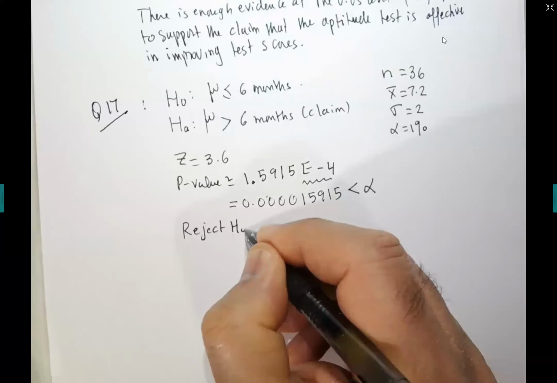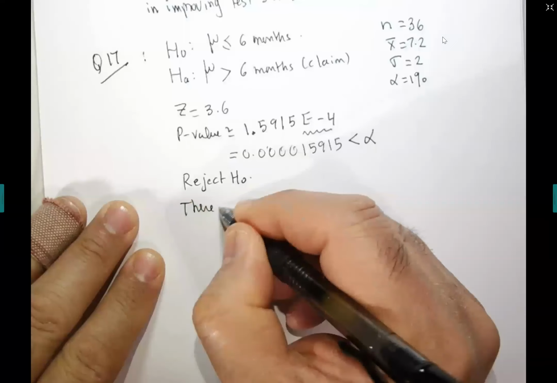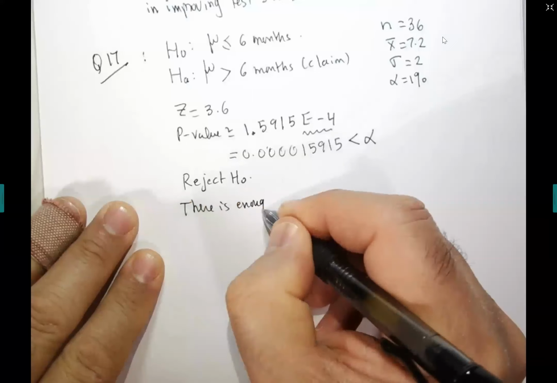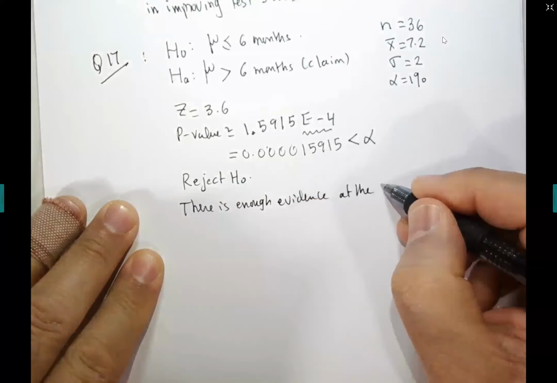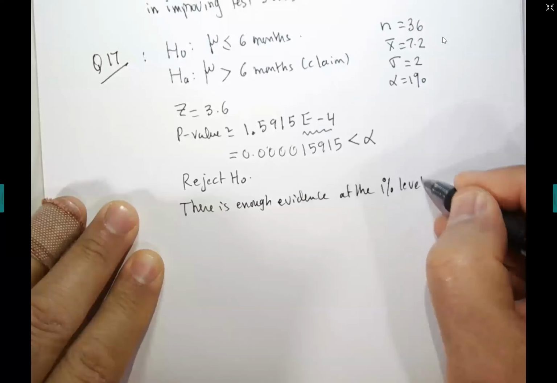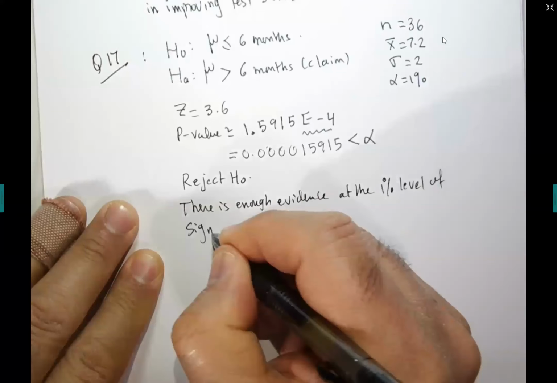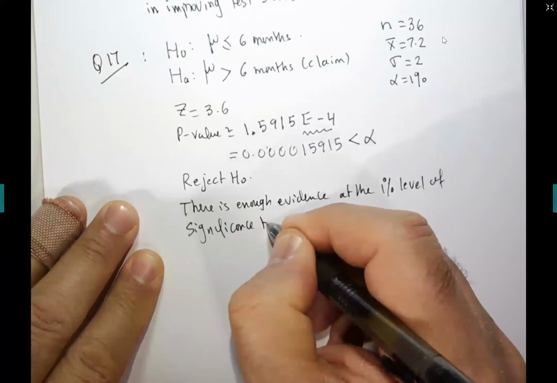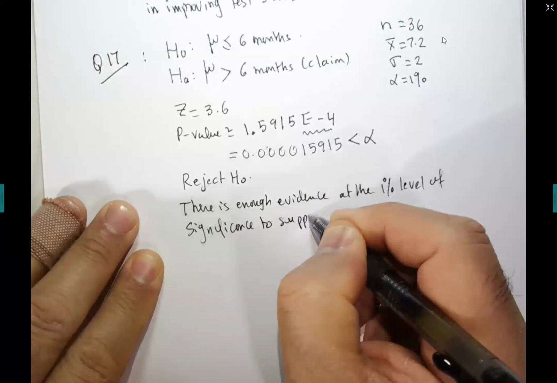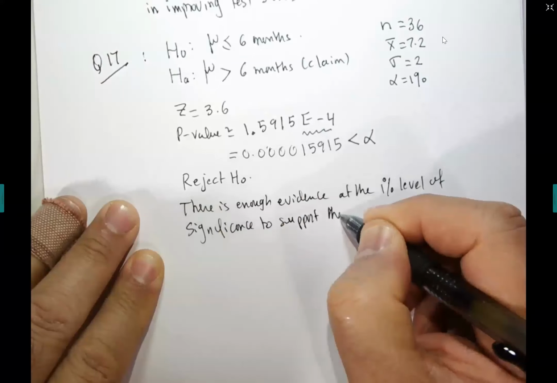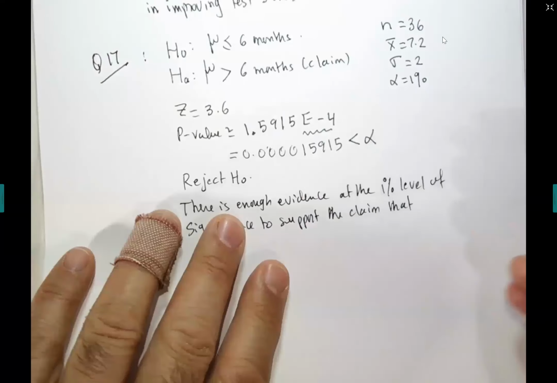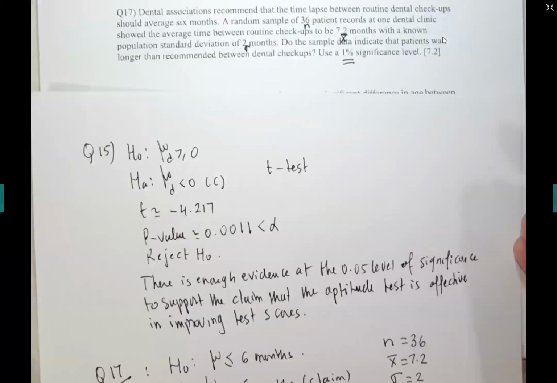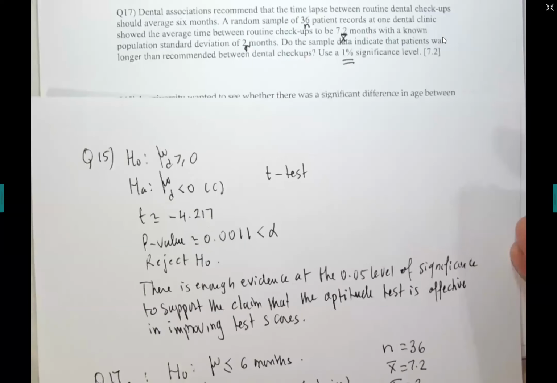And what is the conclusion here? There is enough evidence at the 1% level of significance to support the claim that, just copy it and paste it from the problem, that patients wait longer than recommended between dental checkups.